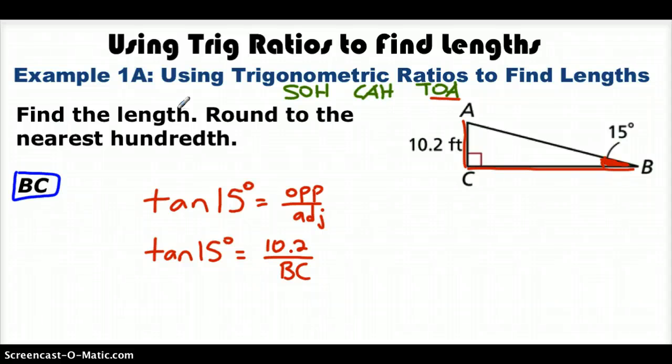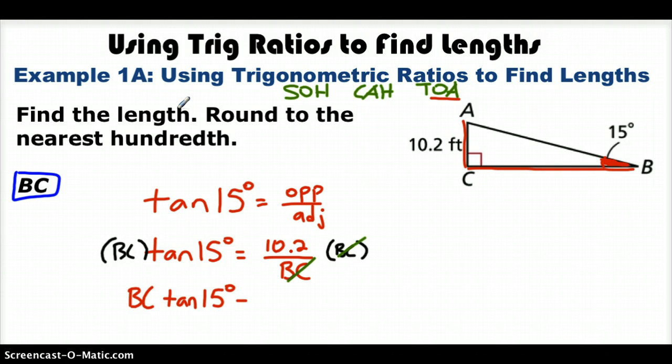Now we have to use inverse operations, or we could use the cross products property if we wanted to find this unknown length. But what I'm going to do in this next step is multiply both sides by BC. When I multiply both sides by BC, these will cross reduce, and what I'm going to end up with now is BC times the tangent of 15 degrees equals 10.2.